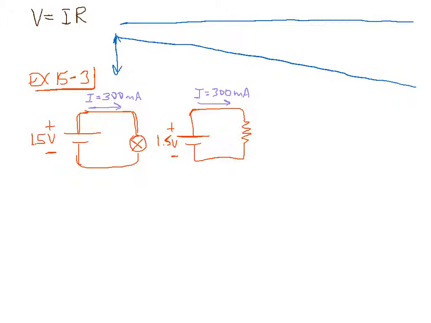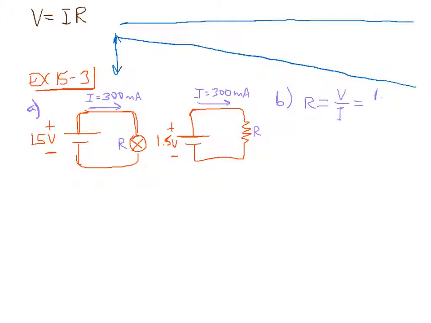Part B, what is the resistance of the bulb? So the bulb we can label, if you want, with an R, or the resistor with an R. And from Ohm's law, we can just rearrange that. So R would be equal to, just take this equation and divide both sides by I. So R is equal to V over I.